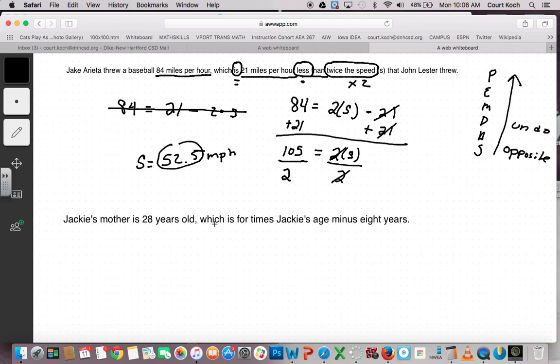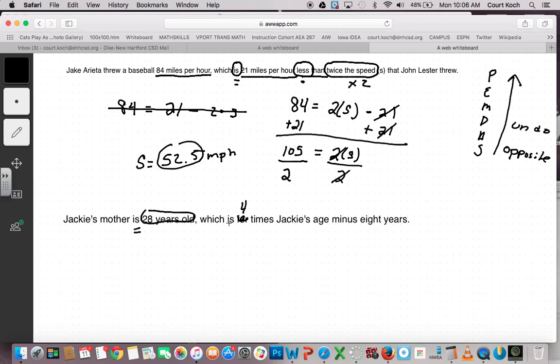Jackie's mother is 28 years old, which is 4 times Jackie's age minus 8 years. So this one's a little more straightforward, and you can see the words maybe a little bit better than you could in the above example. But Jackie's mother is 28 years old. So she is 28 years old. There's that number.